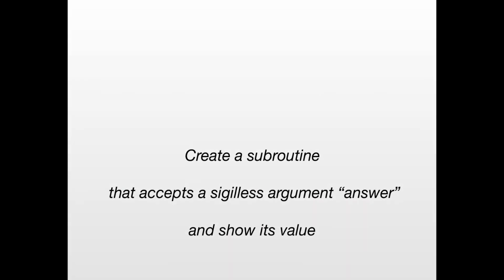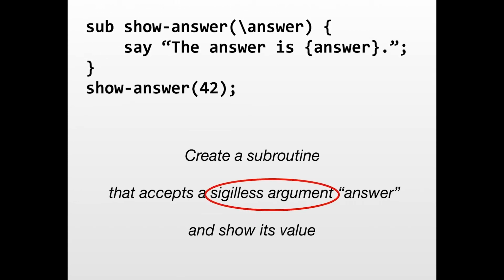So if we want to create a subroutine that accepts a sigilless argument answer and show its value, it looks like this. Again, you can use the backslash in the signature of a subroutine to get a sigilless local constant.